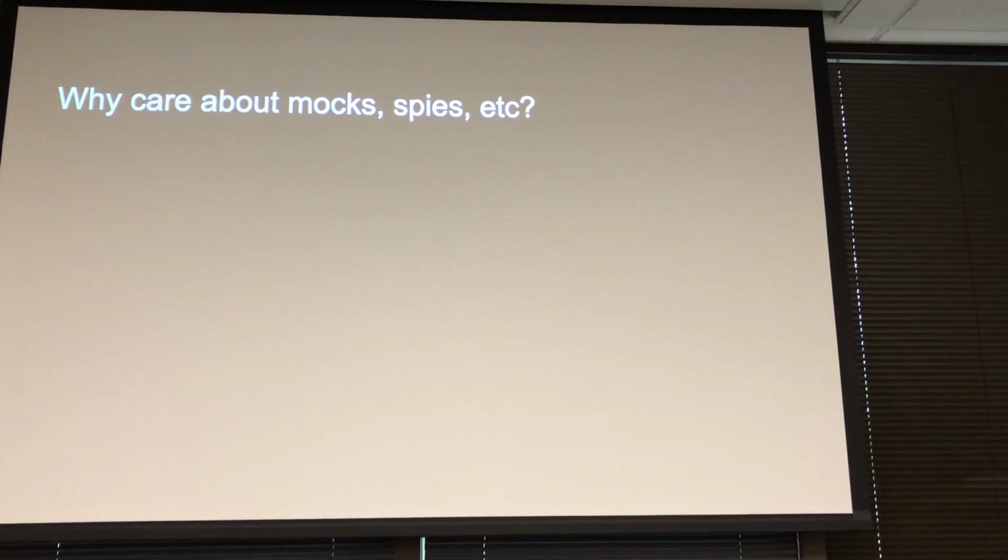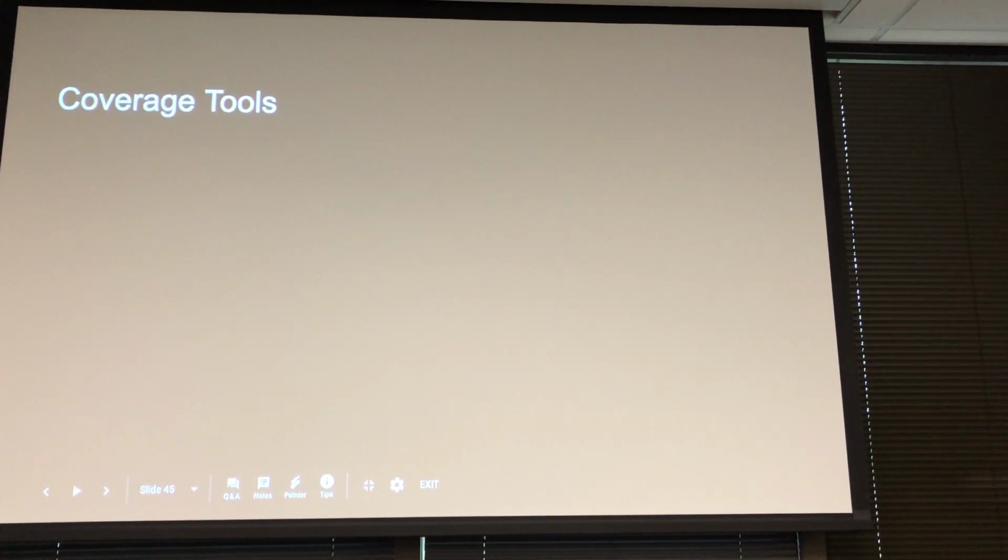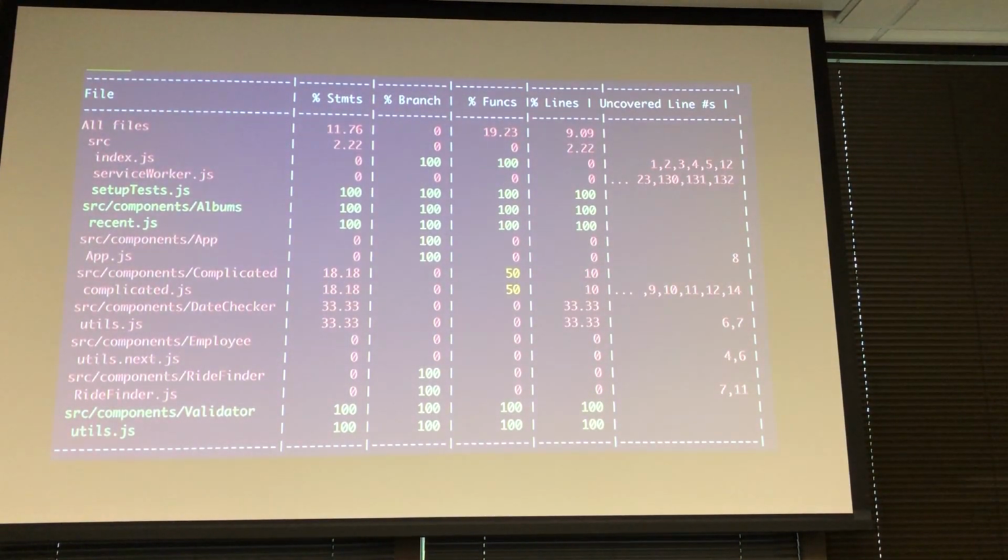So last thing is, why is this important? Well, the reason that mocks and spies are important is you should use them as low as possible, but it's nice to get that 100% code coverage. So how many people have used Istanbul or some sort of code coverage tool? Okay, well you should use it, it's pretty nice.